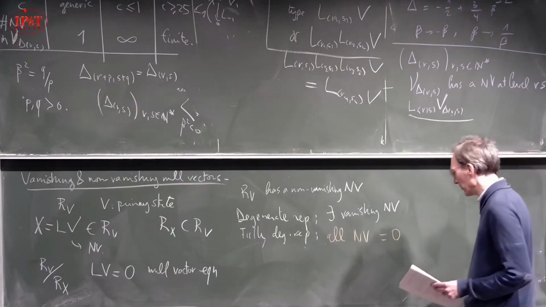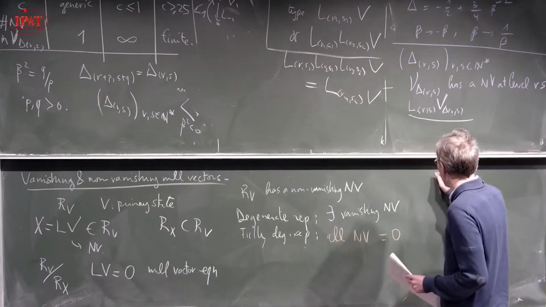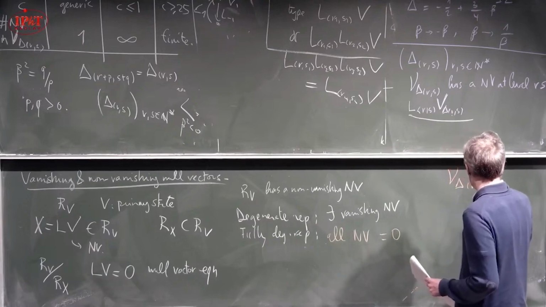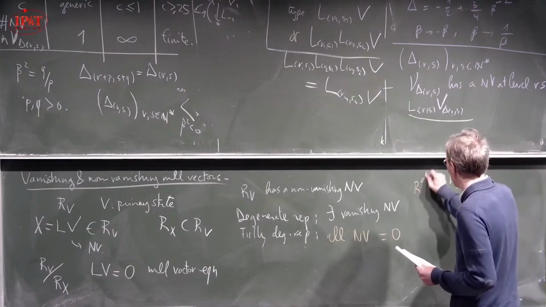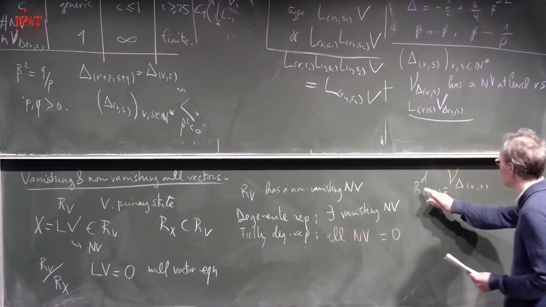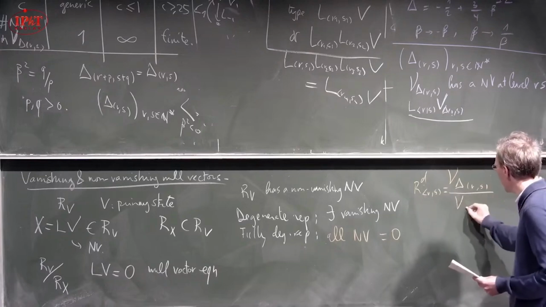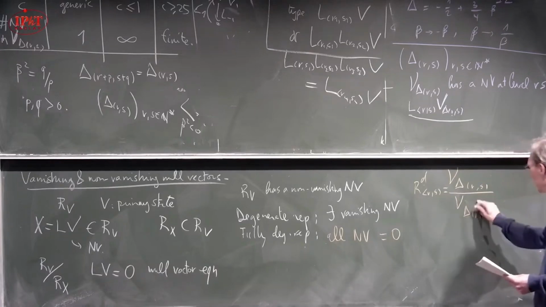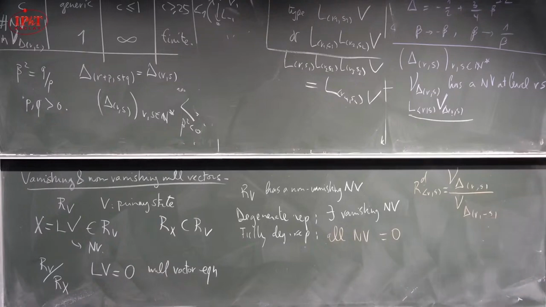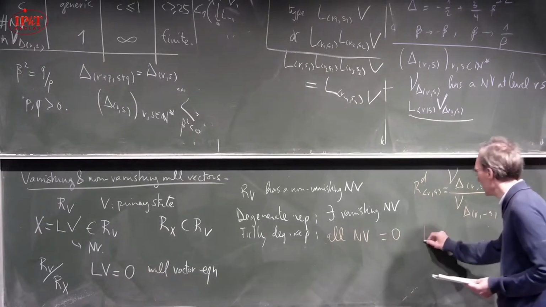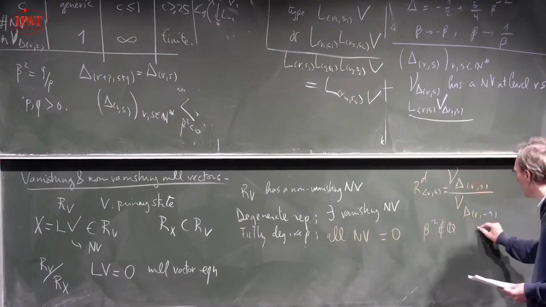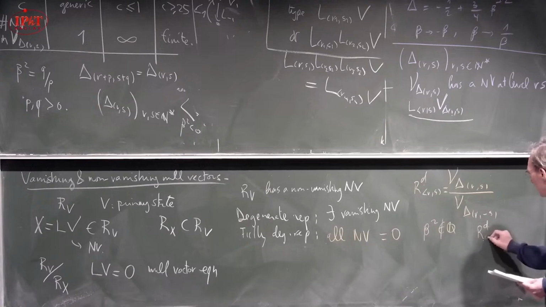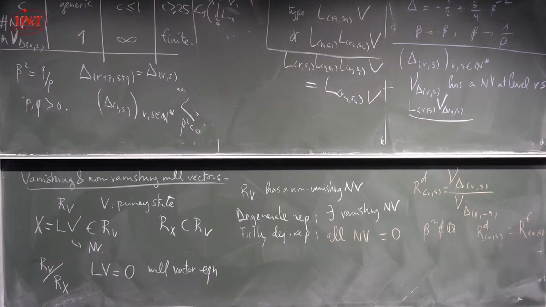Then, what is the structure of such representations? For example, let's consider a Verma module V with the dimension of the type delta (r,s). So it has a null vector. Then I can define a degenerate representation, which I will call R^D_(r,s), as the quotient of that with the sub-Verma module generated by the null vector. And if beta squared is not rational, then this R^D is also fully degenerate because there is only one null vector anyway. So I can write it R^F_(r,s), F for fully degenerate.